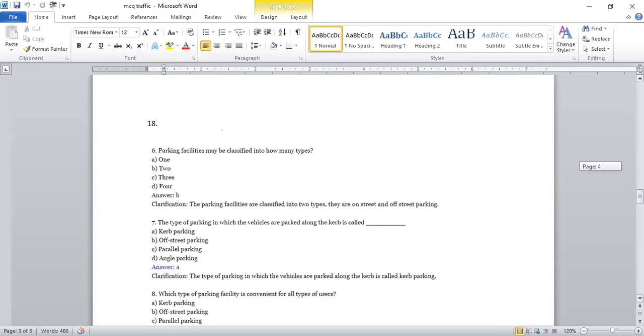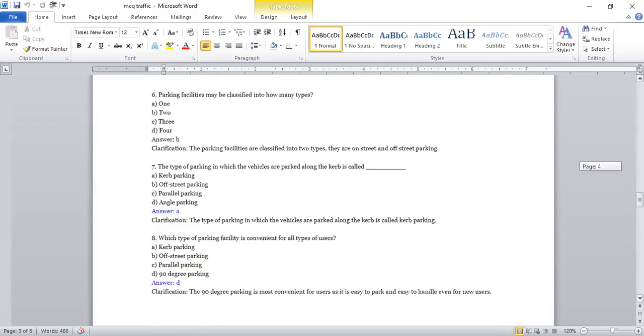After that, we'll move towards the next point, that is, the parking facilities may be classified into how many types. Already we know there are two main types. One is on street parking, and the second one is off street parking. So the option will be 2.